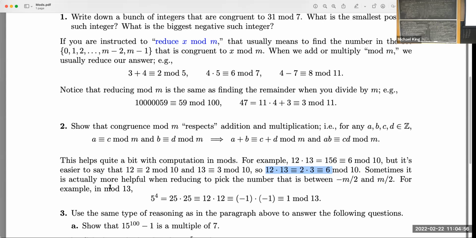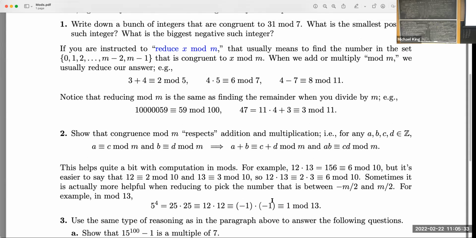Or, as I said, sometimes it's more helpful to pick the smallest remainder, not necessarily positive. You could have a negative or a positive remainder. So mod 13, if you think about 5 to the 4th, that's 25 times 25. If I reduce 25 to 12 by subtracting off 13, that's well and good, but that's still kind of a big number. But you can even reduce 12 to -1. And then you can just do -1 times -1 and get 1. So there are nice little computational tricks you can do.